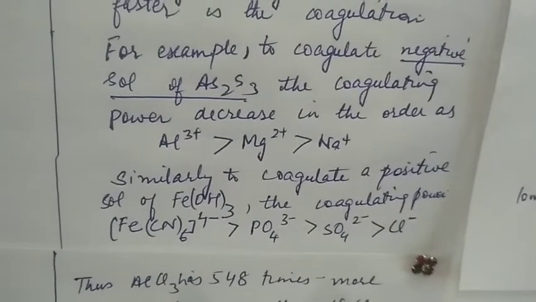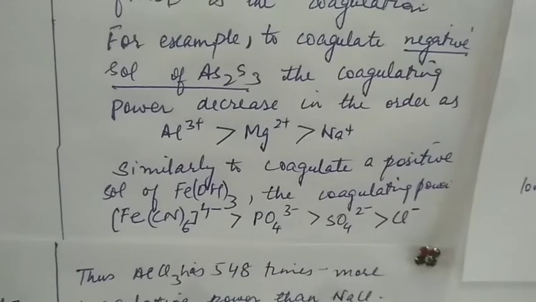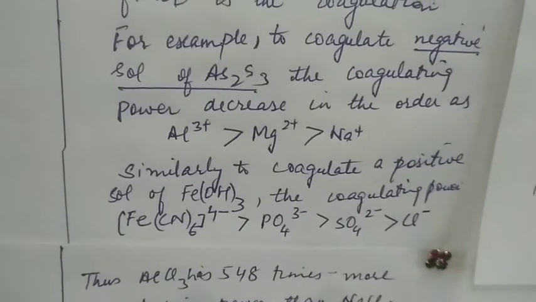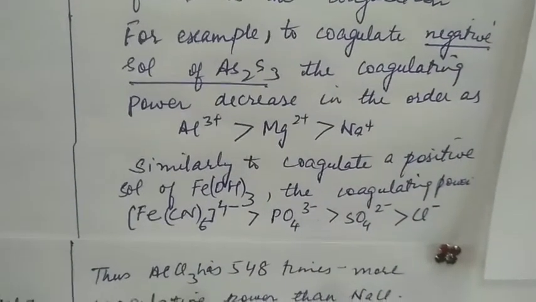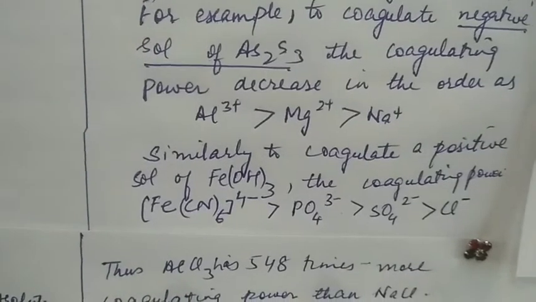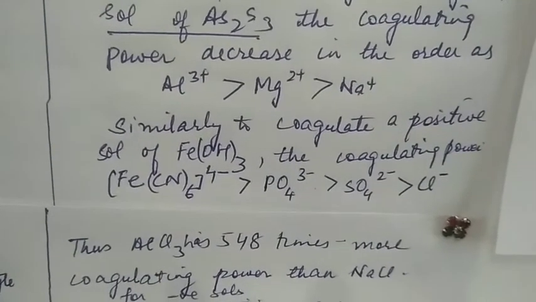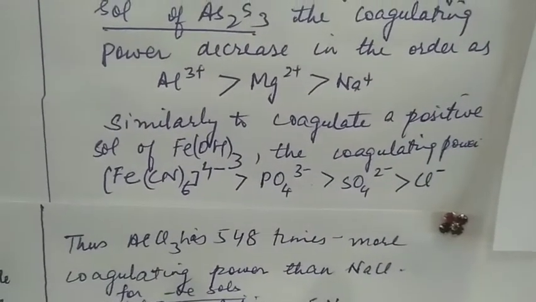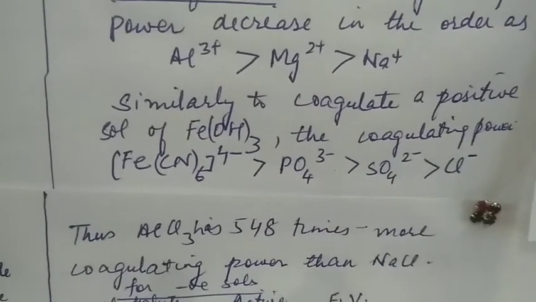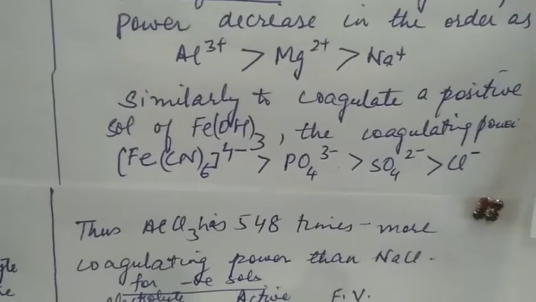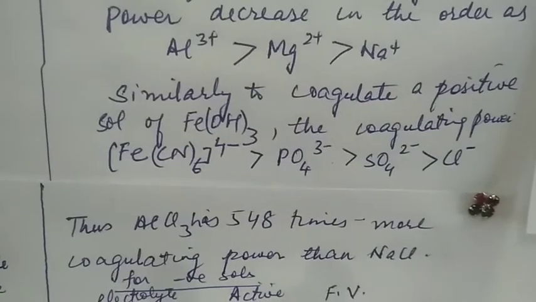Similarly, to coagulate a positive sol of ferric hydroxide, the coagulating power of negatively charged ions is: hexacyanoferrate is more than phosphate, is more than sulfate, is more than chloride. Hexacyanoferrate, Fe(CN)6, has 4 negative charges, so this will coagulate to a greater extent.